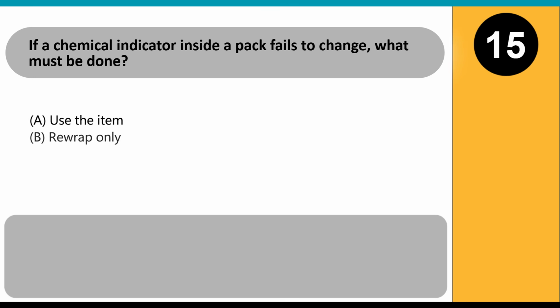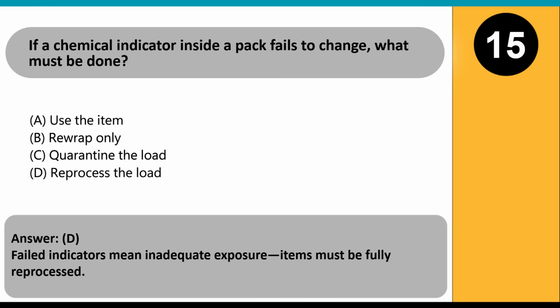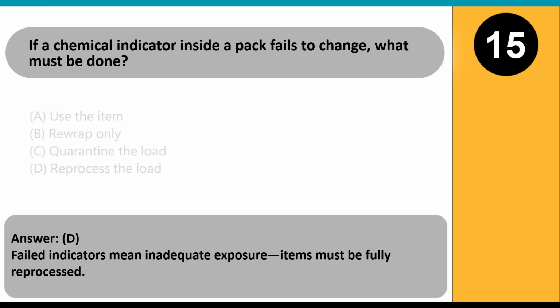If a chemical indicator inside a pack fails to change, what must be done? A. Use the item. B. Rewrap only. C. Quarantine the load. D. Reprocess the load. Answer: D. Failed indicators mean inadequate exposure, items must be fully reprocessed.